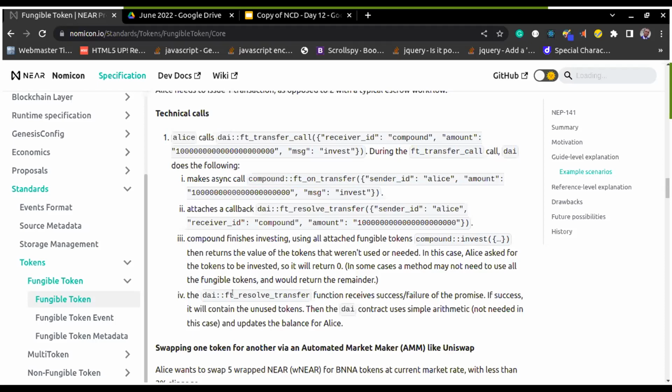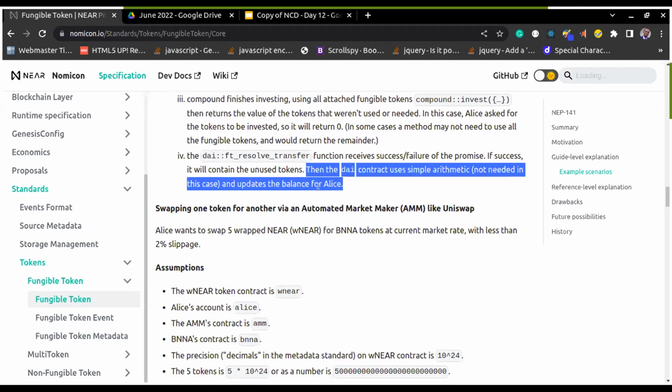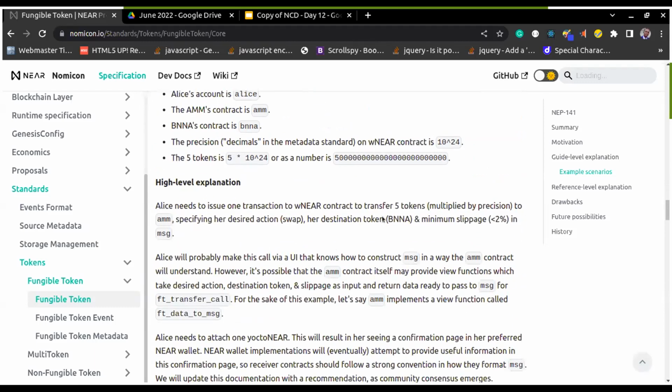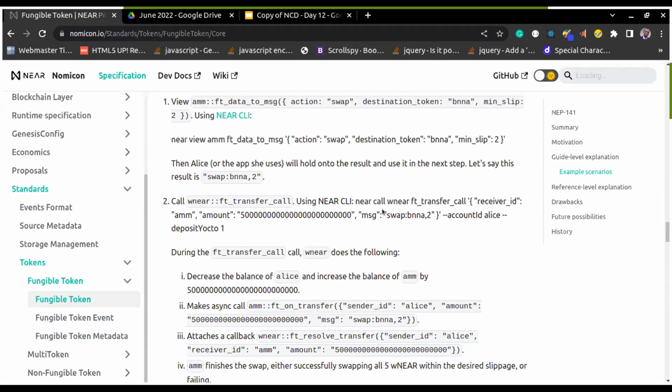And we're going to have our resolve transfer. Again, this is a callback function that receives a success or failure of the promise. So if success, it will contain the unused tokens. So in this case, whatever tokens were returned by this function. And the DAI contract uses simple arithmetic, not needed in this case, and updates the balance for Alice. Again, it will credit that to Alice's account. So that is basically what happens. And many other illustrations have been given over here.